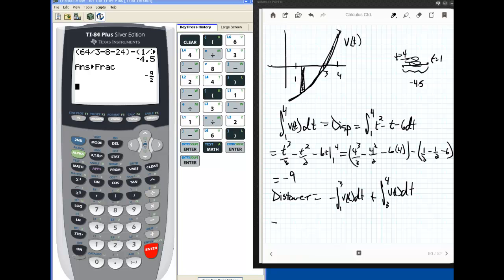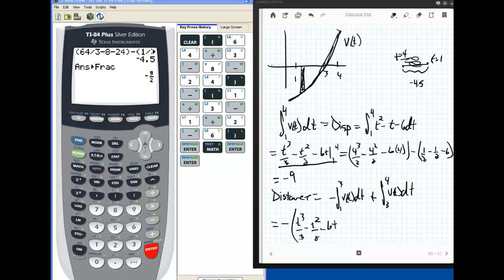All right? So let's do this really quickly. And then I'm going to show you a fabulous trick on your calculator right here. You'll love it. This ends up being negative. Here we go. We already know what our antiderivative is, right? Our antiderivative is sitting right here for us. It's going to be t cubed over 3 minus t squared over 2 minus 6t.